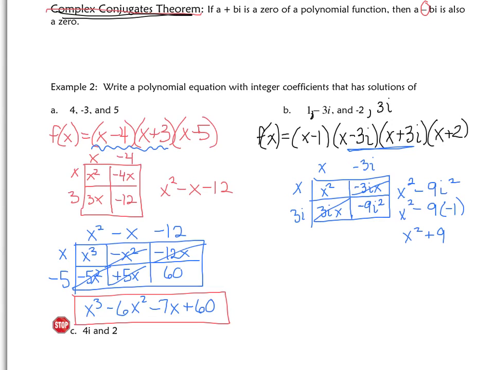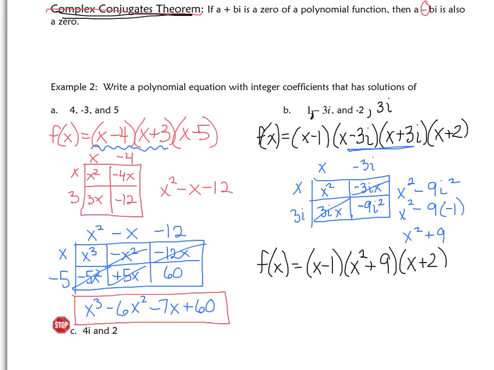What I'm going to do here is rewrite this f of x that I had originally written in black, and I'm going to rewrite it now with those two imaginary roots multiplied together. It's x minus 1. Now instead of x minus 3i, x plus 3i, I found that when I multiply those two together, it's x squared plus 9 and x plus 2.